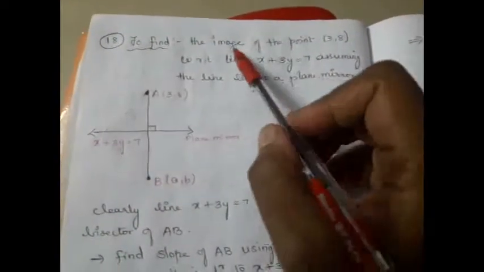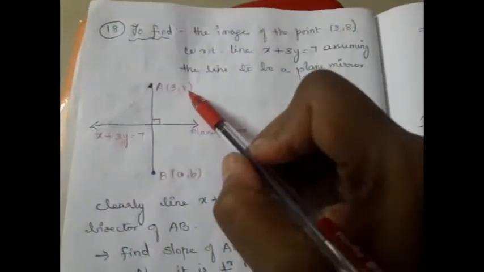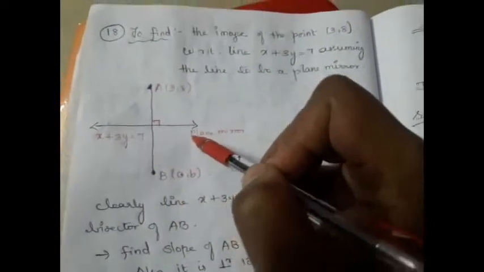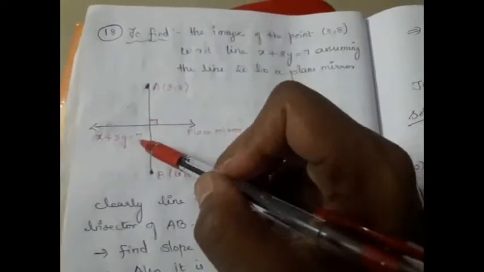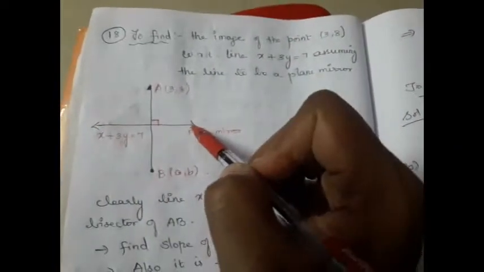Let us move on to the 18th question. The question is to find the image of the point (3, 8) with respect to the line x + 3y = 7, assuming the line to be a plane mirror. Assuming this as a plane mirror, we need to find the image of this point. If A is (3, 8), we have to find B.